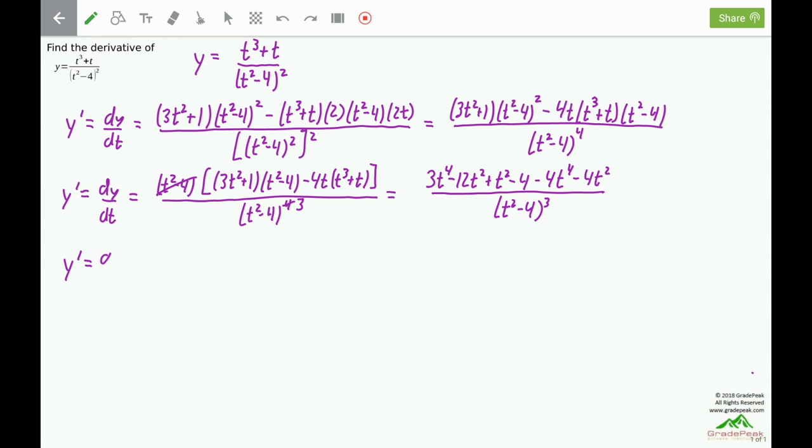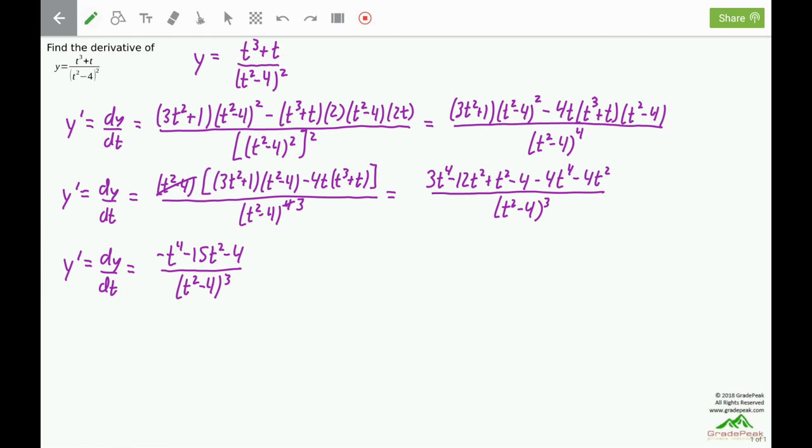So y prime, or dy dt, equals, in the numerator we have two terms that have a t to the fourth, a positive 3 and a negative 4. So that's negative t to the fourth. We have 3 terms that have a t squared. We have a negative 12, a positive 1, and a negative 4. Negative 12 plus 1 is negative 11, and negative 4 is negative 15, so negative 15t squared. And then there's only one constant in there, negative 4. All of this divided by (t squared minus 4) quantity cubed.